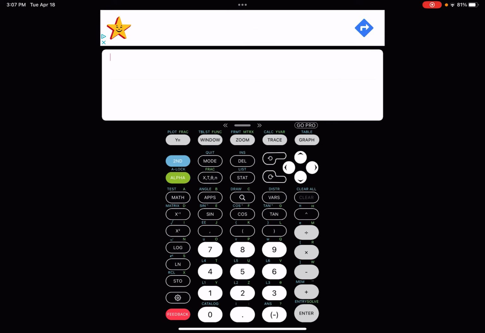Okay. So I need to enter in all of this data. So we're going to stat, edit. I need to clear out the old stuff. Let's see if it'll let me clear all the old stuff. It's not as good as a normal calculator. I have to actually delete it. Okay, so we're entering all this data.